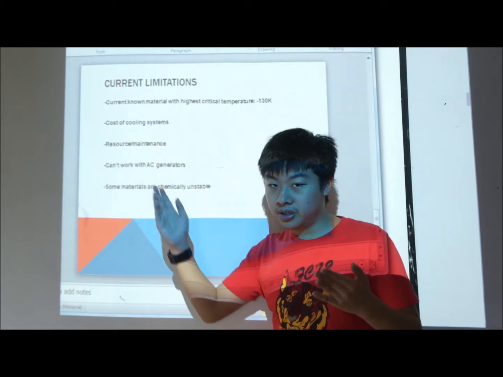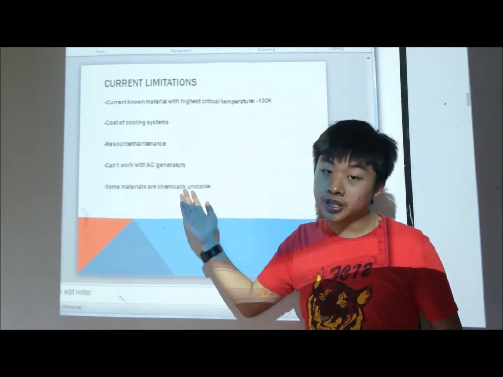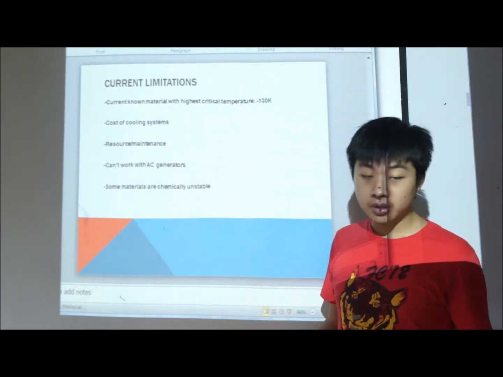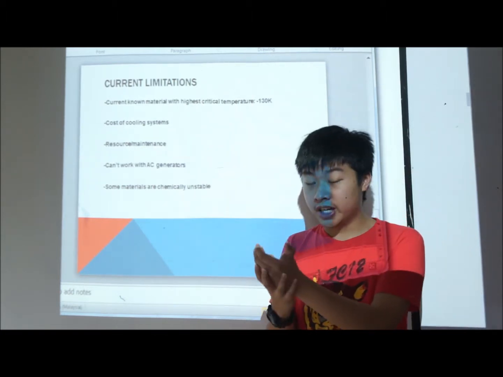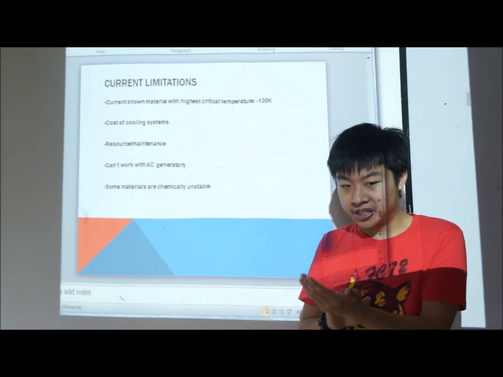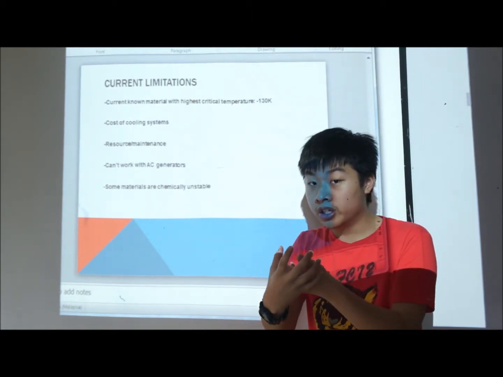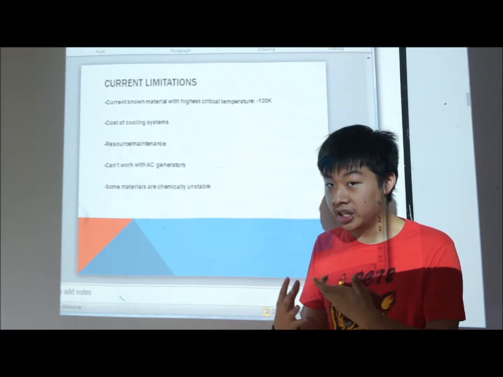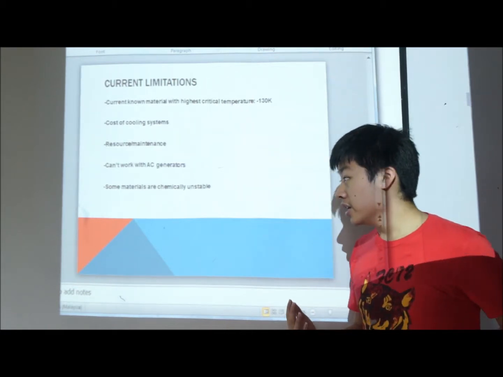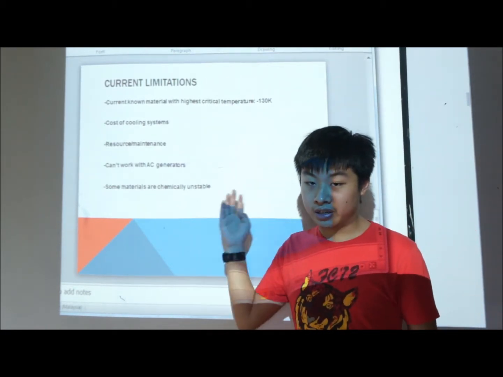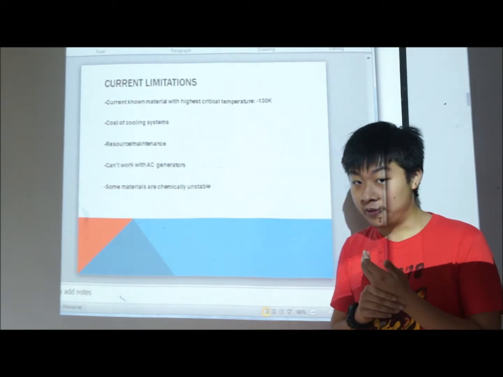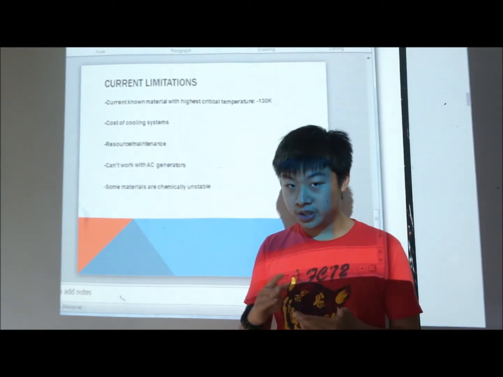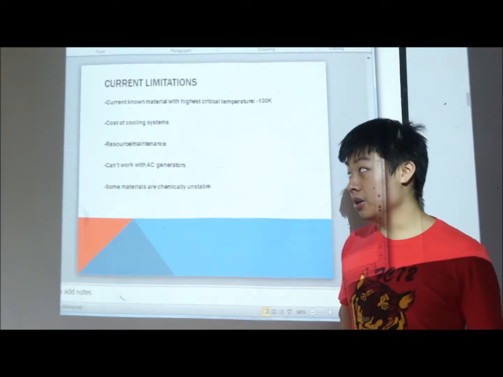So with this, there will be the cost of cooling systems too. For example, you have a handheld device and you're using superconductivity in it. It's going to need a cooling device, and it's probably going to be larger than that handheld device itself. And resources, like I said, the alloys I explained just now were actually quite expensive to find and also to use when it comes to technology.